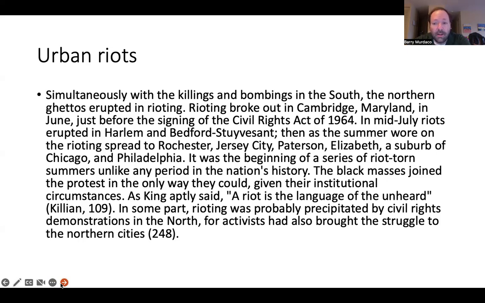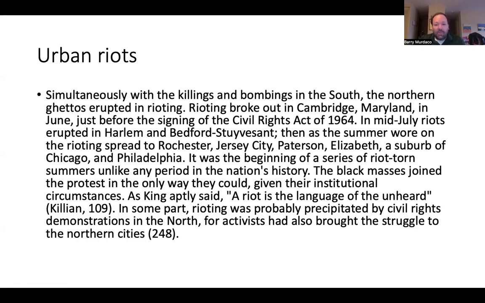The black masses joined the protest in the only way they could, given their institutional circumstances. So what they mean here by institutional circumstances, again, this is a callback to what they said earlier. Since many black people in the ghettos were unemployed, you can't go on strike. So what do you do? You basically do whatever you can to make your voice heard. As King aptly said, a riot is the language of the unheard.